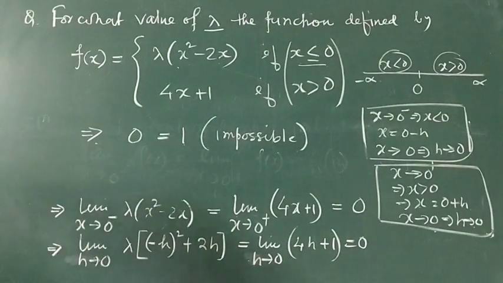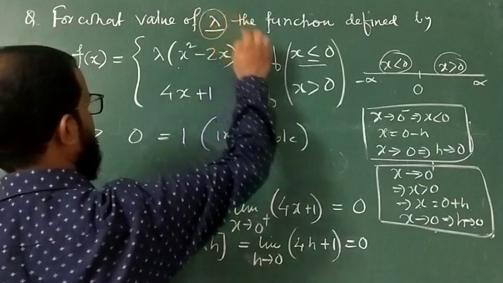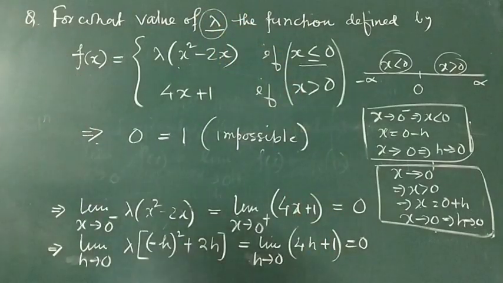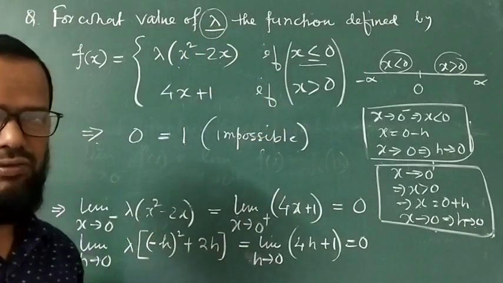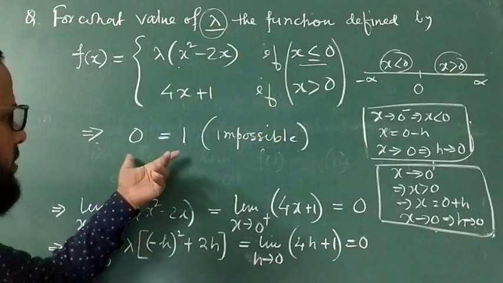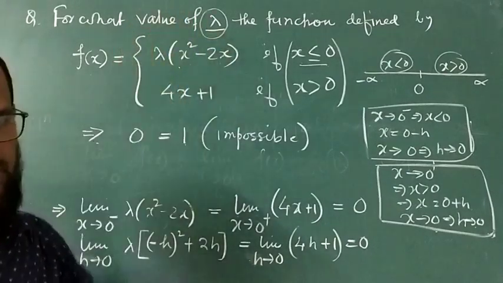And so we conclude that there is no such value of lambda for which the function is continuous. ऐसा कोई lambda का वैल्यू नहीं है जिसके लिए फंक्शन कंटिन्यूस है, क्योंकि 0 में कंटिन्यूस सपोज करने के बाद एब्सर्ड आ रहा है, तो lambda का कोई वैल्यू नहीं है.